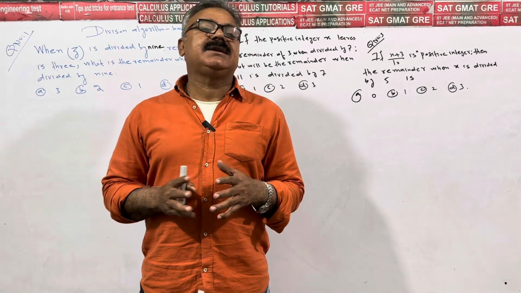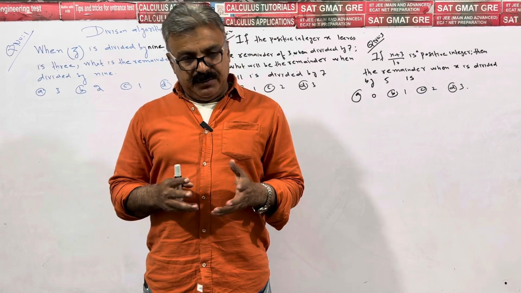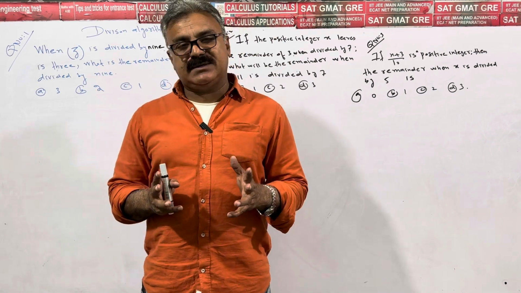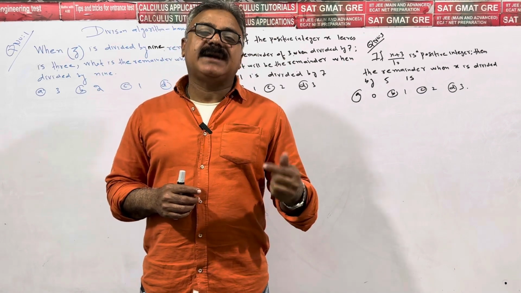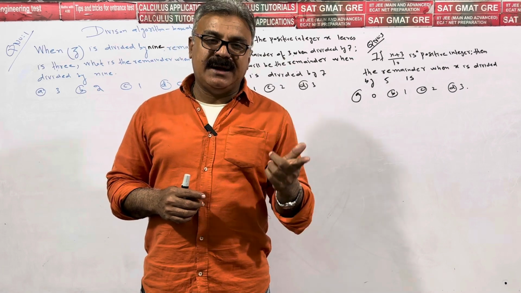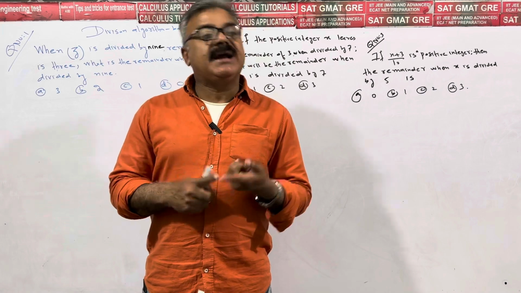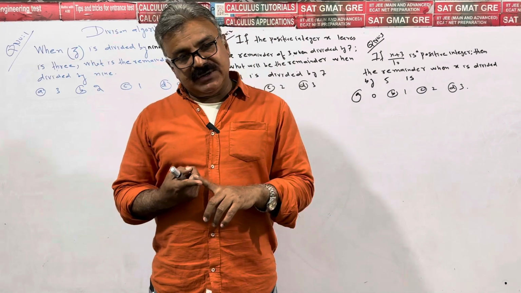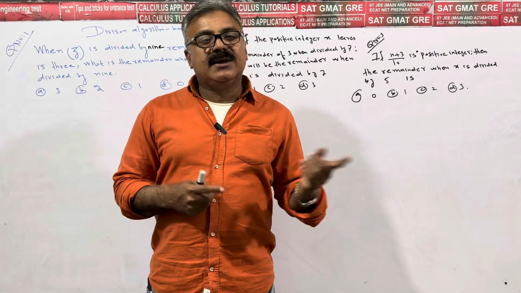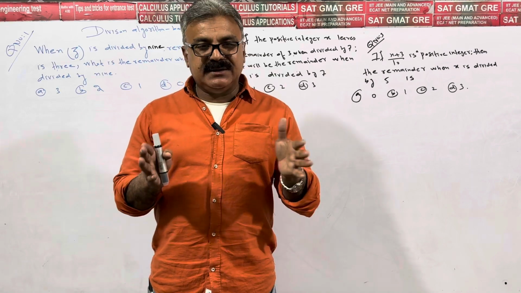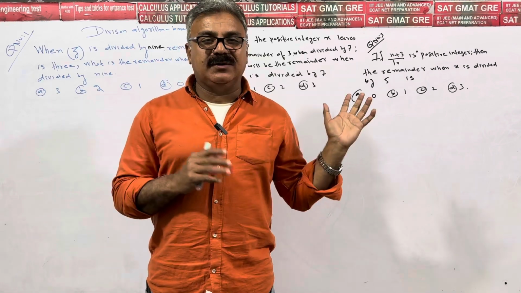The division algorithm states that any polynomial or number, suppose polynomial p of x, is equal to q of x times m plus r. For any number: quotient times divisor plus remainder. That is the strategy or formula that we have to follow in these questions.